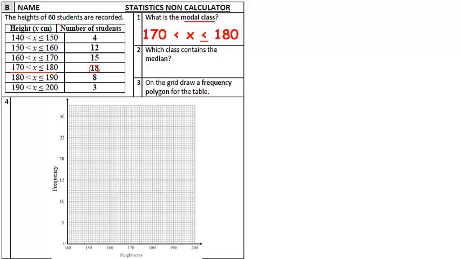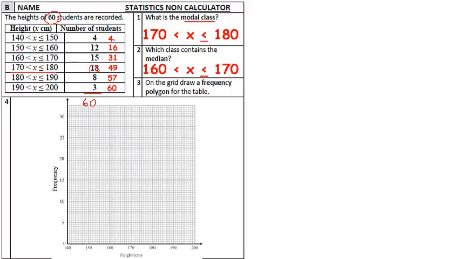Which class contains the median? As we read the question, we should have noticed that there were 60 students altogether. That means all of these numbers should add up to 60. You can add them up yourselves, but to save time, read the question, you see that they add up to 60. If I do a sort of cumulative total on the side here, so 4 plus 12 is 16, I haven't come across the halfway value. The halfway value where my median is, number 30, so I'm up to 16 here. 16 add 15 is 31. So my 30th value is going to be in this group here, 160 to 170.